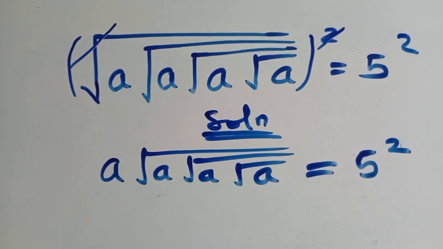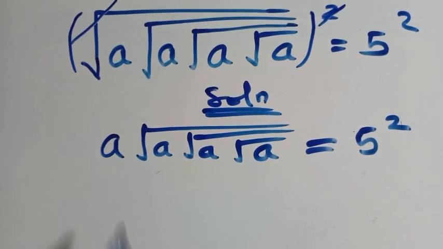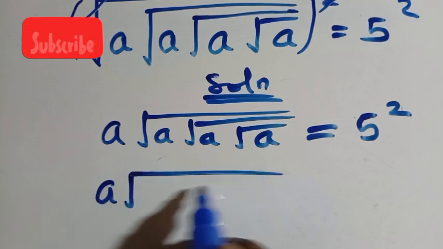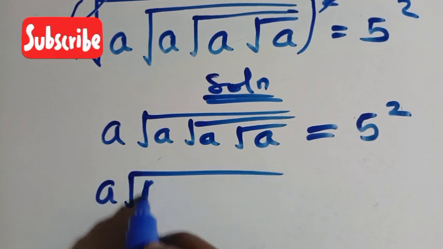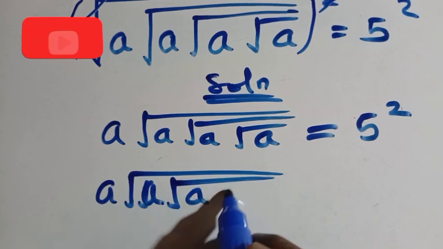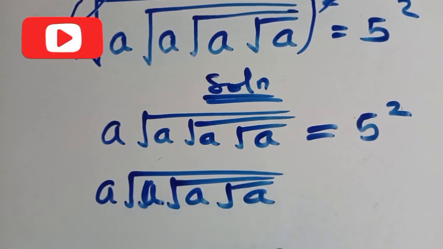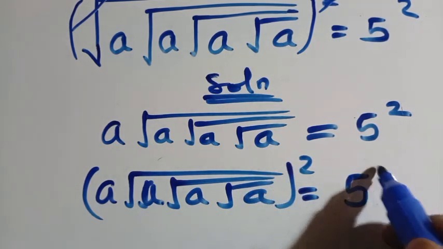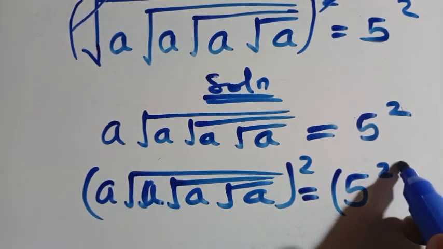And here again, we have to take another square of this. By taking the square of this for the second time, we are going to have a multiplied by the square root of a inside the square root of a inside the square root of a equals 5 squared, then raised to the power of 2.